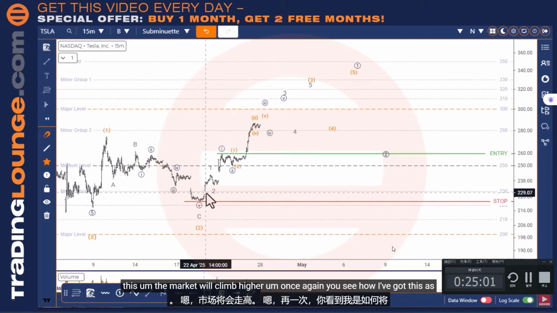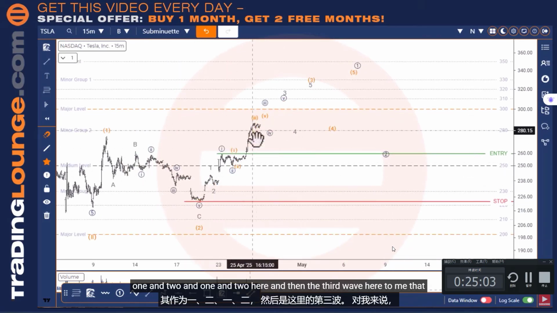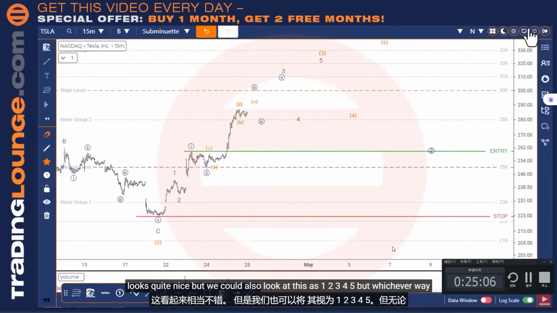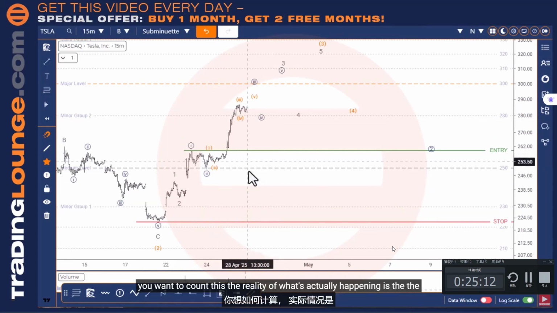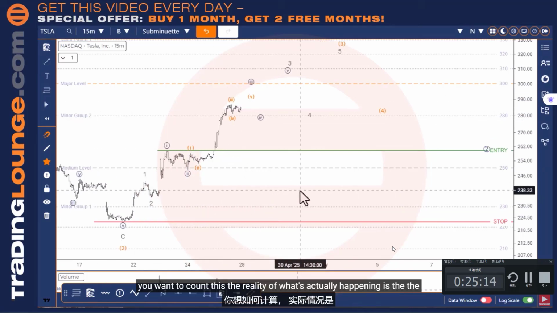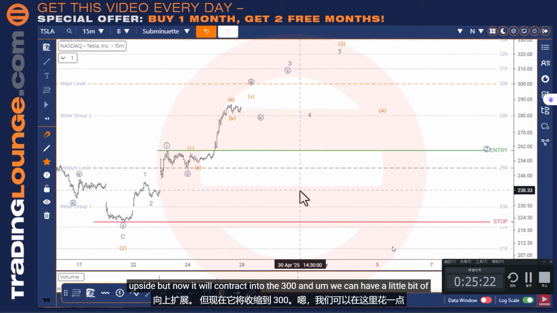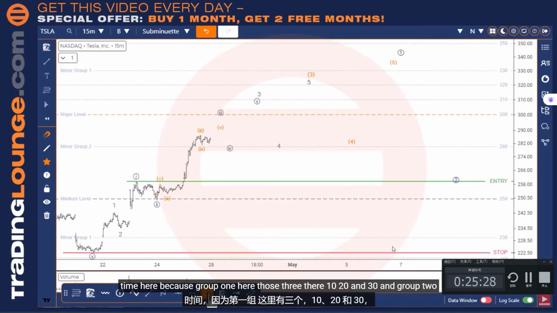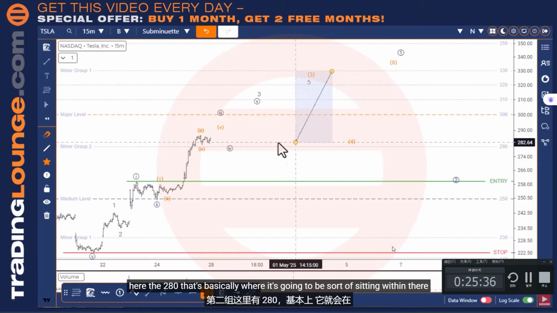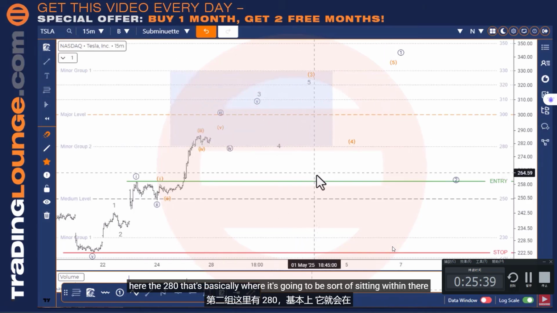Once again, you see how I've got this as 1 and 2 and 1 and 2 here, and then the third wave here. To me, that looks quite nice, but we could also look at this as 1, 2, 3, 4, 5. But whichever way you want to count this, the reality of what's actually happening is the ranges are expanding to the upside. So the trend is expanding to the upside. But now it will contract into the 300, and we can have a little bit of time here, because group 1 here, those three there, 10, 20 and 30, and group 2 here, the 280, that's basically where it's going to be sitting within there.